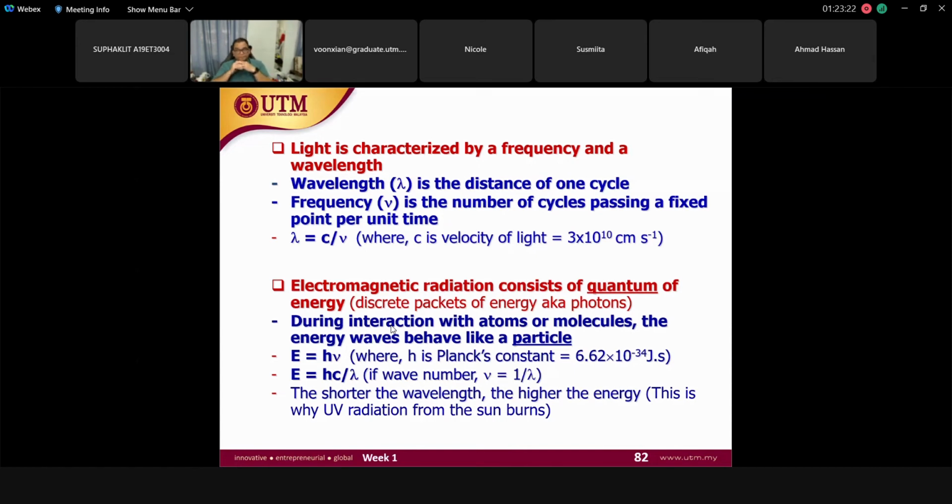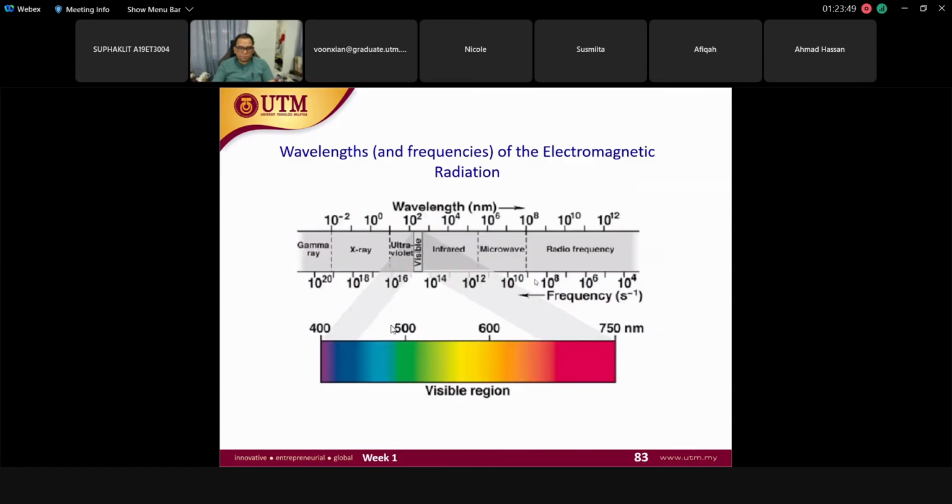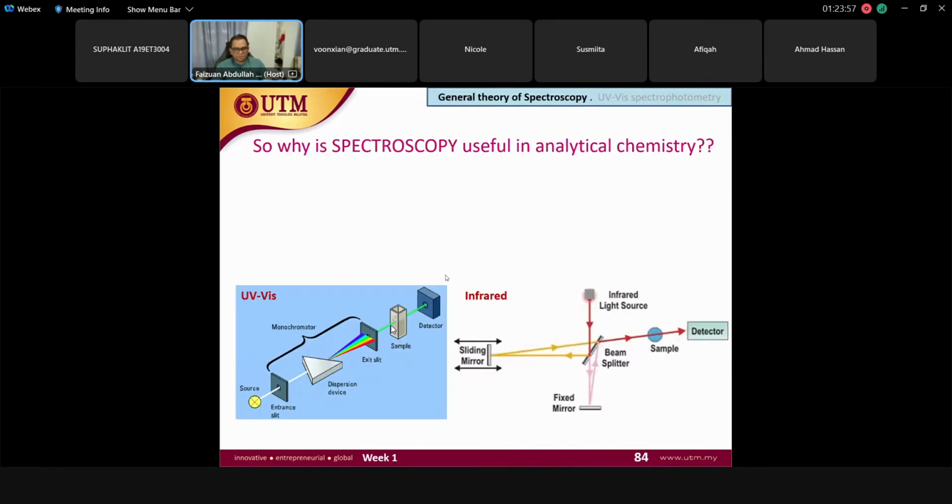Like I said, all elements inside the periodic table have their own packet of energy, or photons. They can absorb a packet of energy that's very unique from others. They can emit a packet of energy which is also unique from others. That is a packet of energy. Wavelength and frequencies of the electromagnetic radiations. You have learned this previously during your school time.